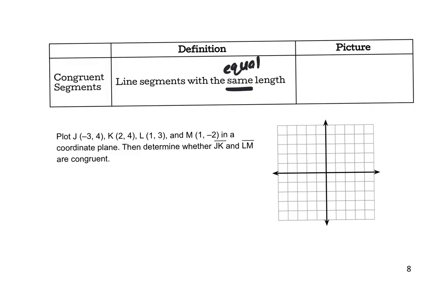So here would be an example. Here's AB. Let's say AB is 4 centimeters.